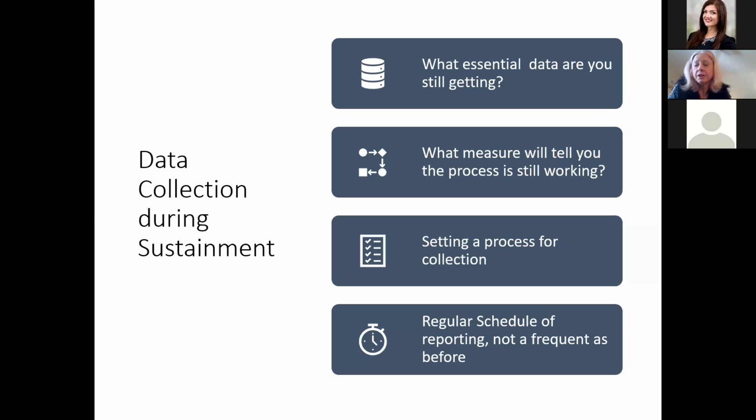Setting a process for collection. Who's going to do it? When? Where? How? Very important. And then come up with a regular schedule for reporting that. If you were doing weekly reports, monthly reports, after longer term sustainment, you may go to quarterly. In some programs, depending on how long they've been sustaining a process, they eventually can go to a yearly statistic.